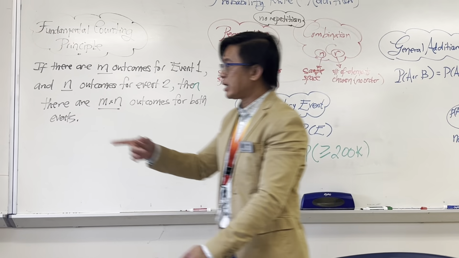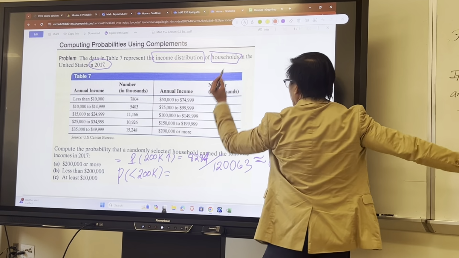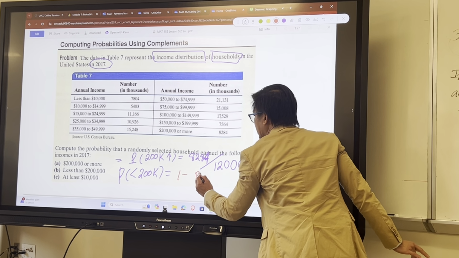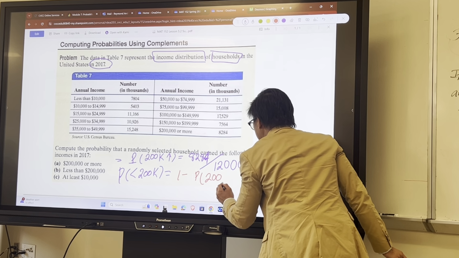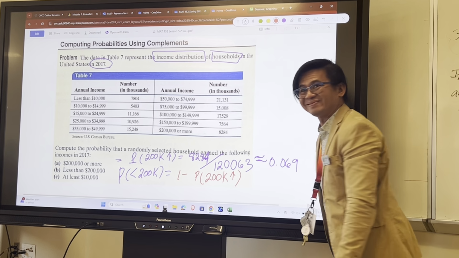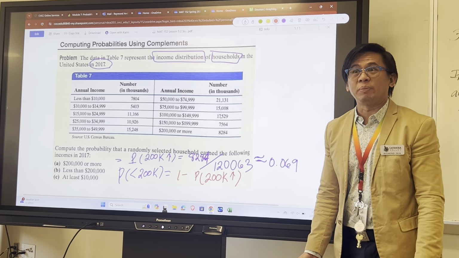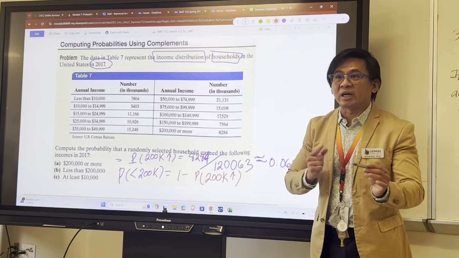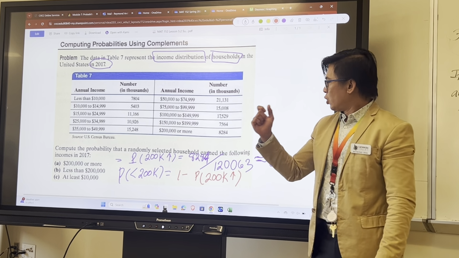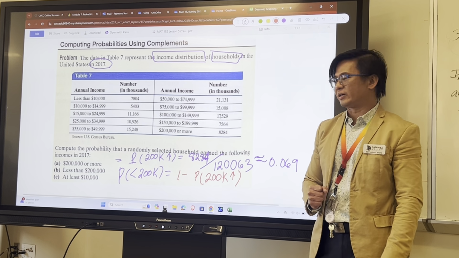So with that being said, the probability of less than 200,000 will be 1 minus the probability of this one, right? 200,000 and up. So you just switch it, according to your complementary event. Why? Because these two are complementary events. They are opposites, right? What is the opposite of greater than or equal to? Less than. Okay, and that's it.